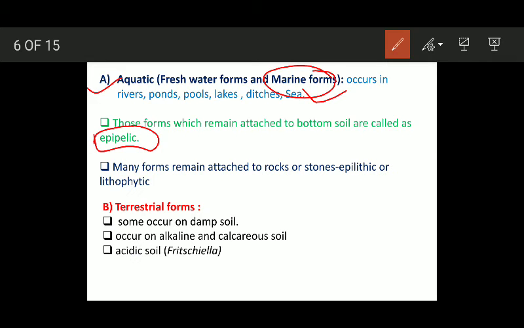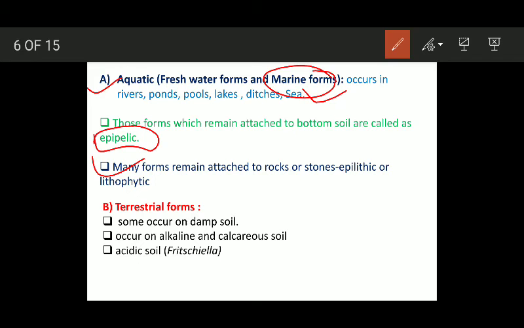Okay, now you know there are two main forms of algae based on their habitat. The first one is aquatic, and under the aquatic category we can have freshwater forms as well as marine forms, and they are usually known to occur in rivers, ponds, pools, lakes, ditches, and even in seas. And those aquatic forms of algae which are attached to the bottom soil of the water body are known as epiphytic.